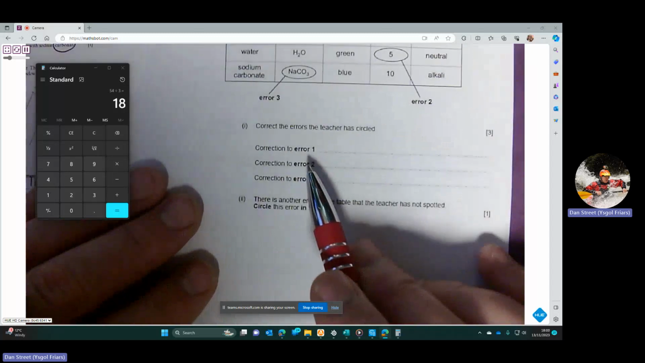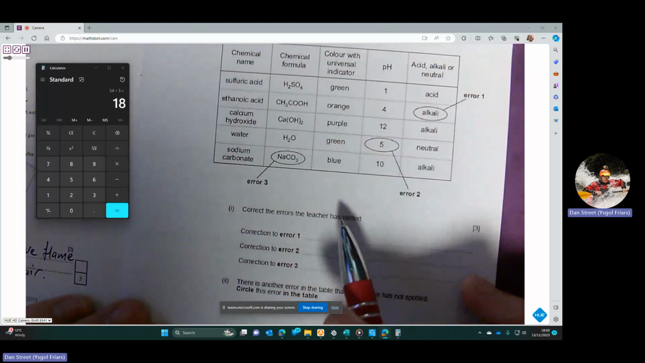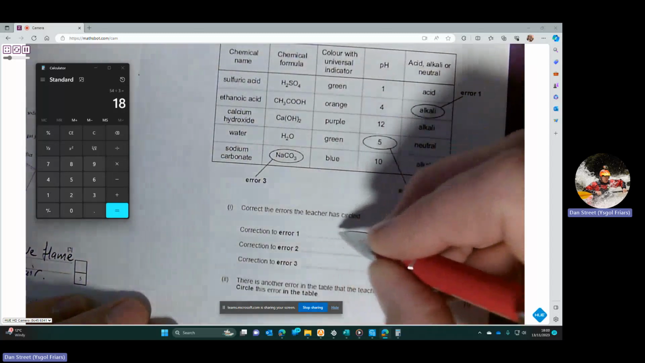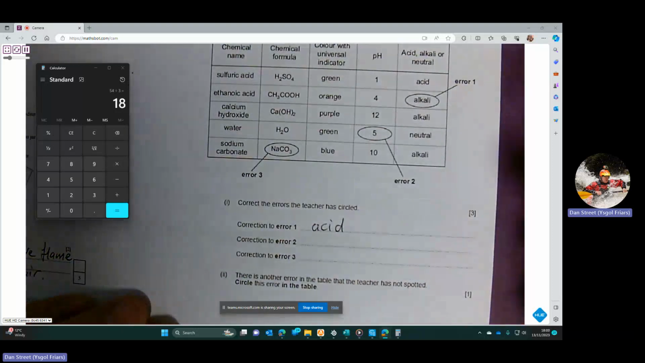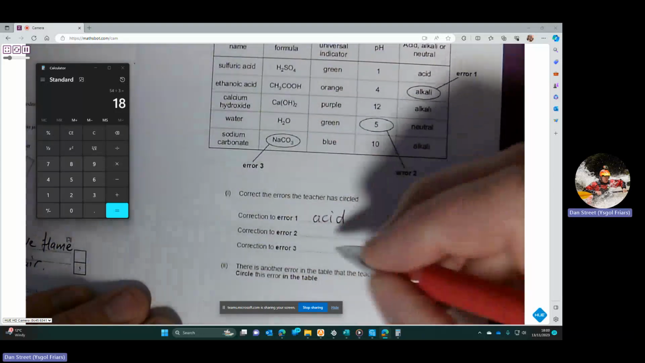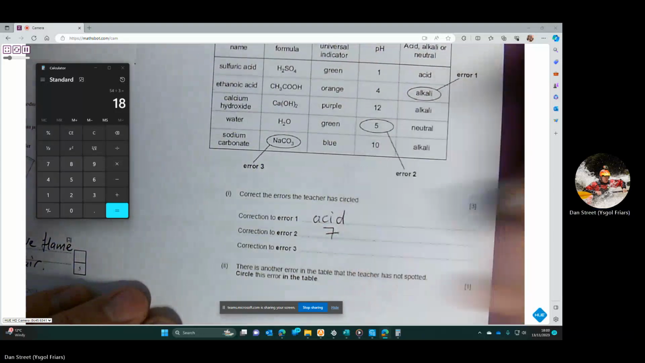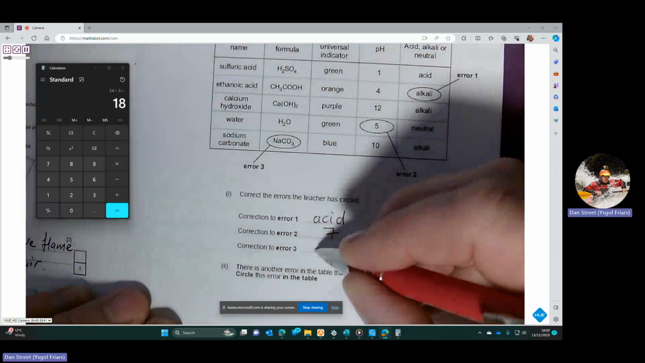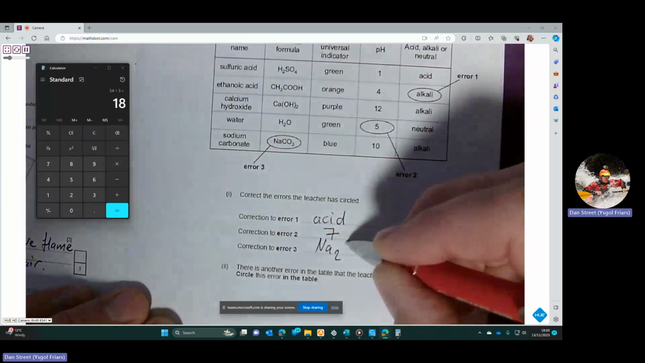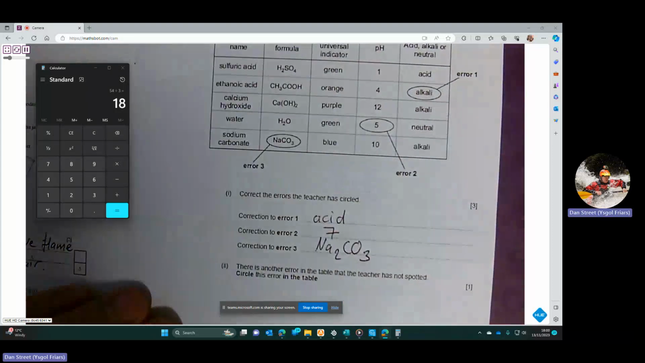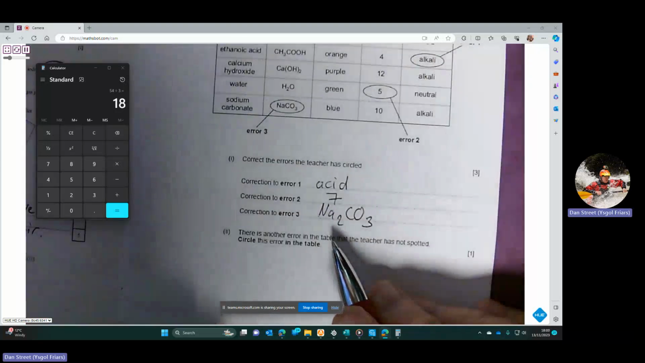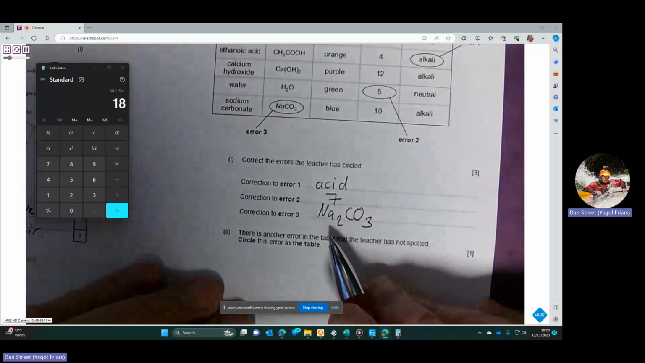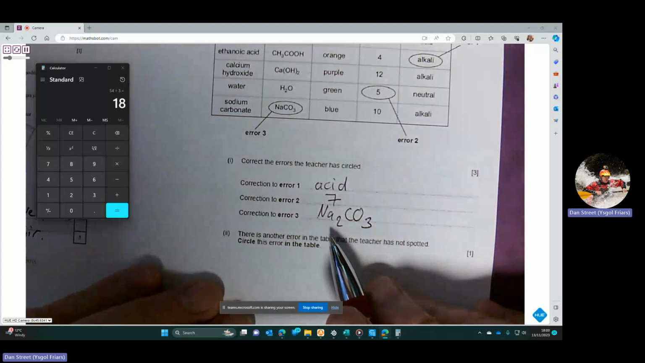Okay, so if we correct those errors here, so error 1, it should be weak acid or acid, as there's no weak or strong in the table. Error 2, that should be a value of 7. And error 3, the formula should be Na2CO3. You can check that against the table of ions on the exam paper or in your book to verify that that's the correct formula.